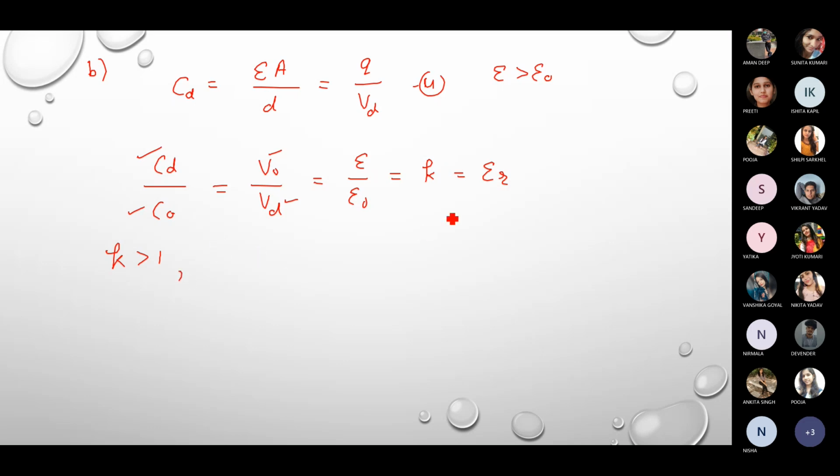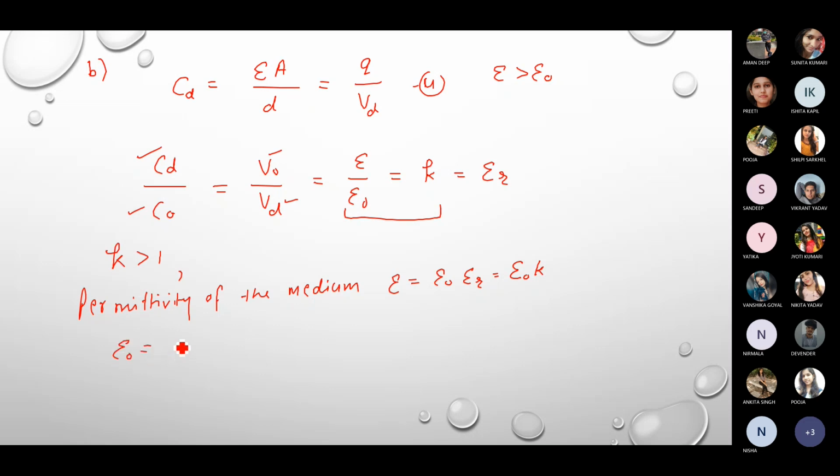So from here you can say that the permittivity of the medium epsilon is equal to epsilon naught epsilon r, which is equal to epsilon naught into K. And one more thing, the permittivity of free space is equal to 8.854 into 10 raised to power minus 12 farad per meter. This is the permittivity of vacuum or free space.